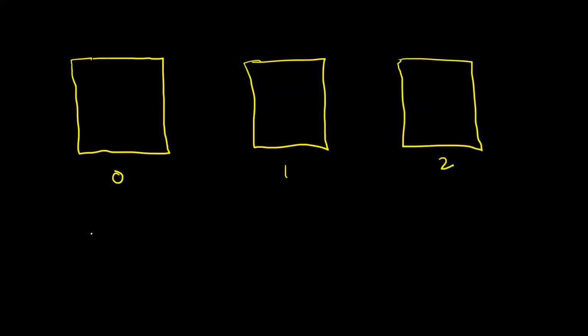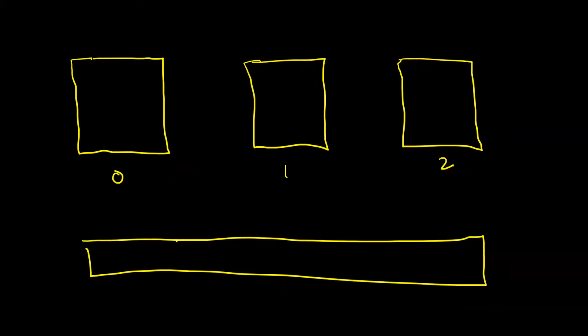Let's say you have certain bags. This is your bag number 0, this is bag number 1, and this is bag number 2. I am just taking a very simple example to make you understand. Let's say you have a capacity array of size 3. The capacity of bag number 0 is 6, the capacity of bag number 1 is 8, and the capacity of bag number 2 is 4.